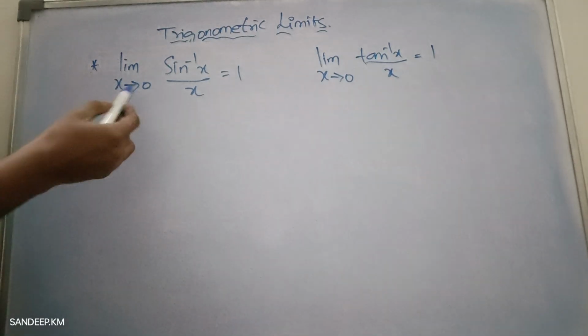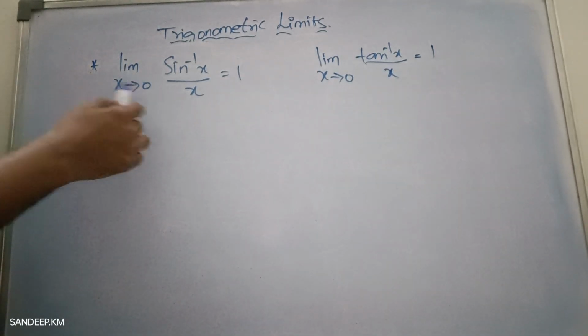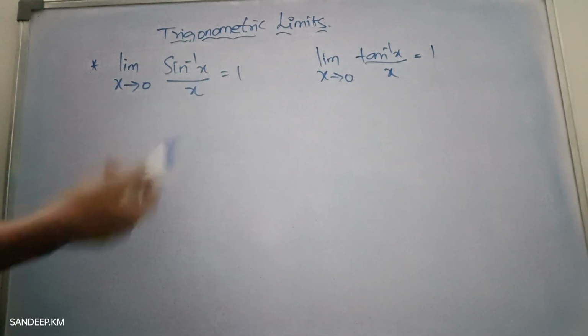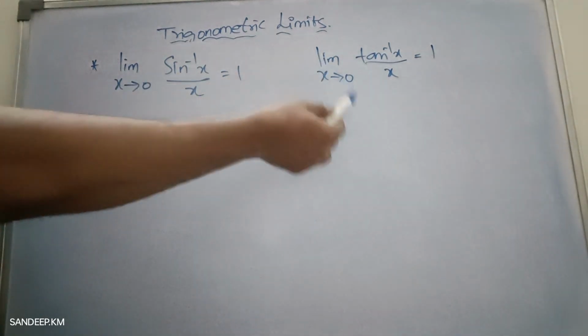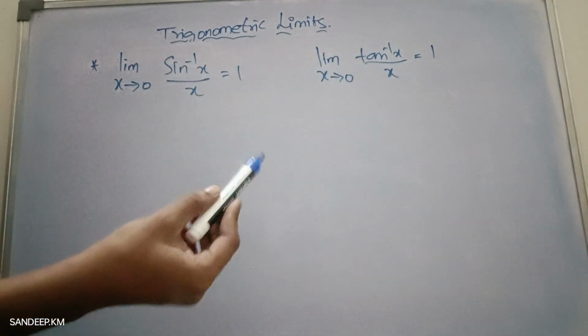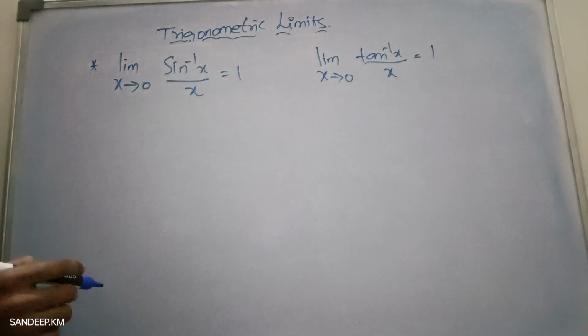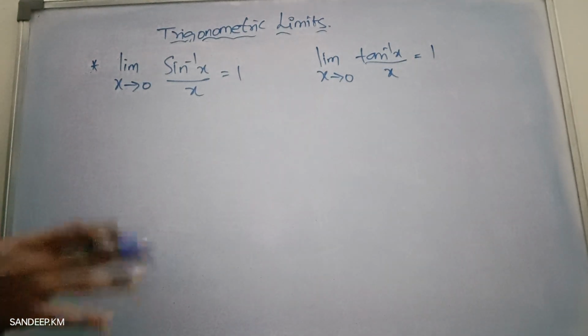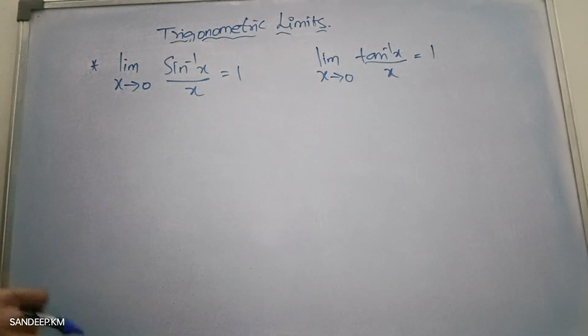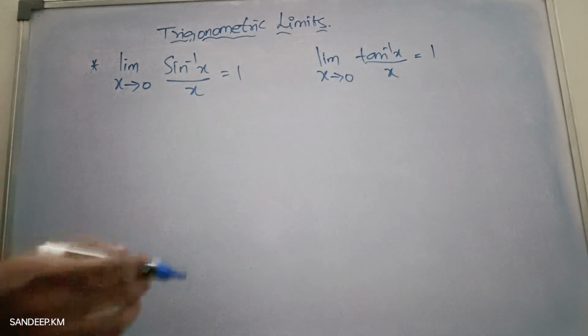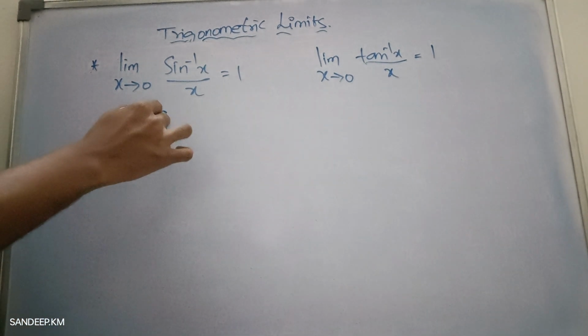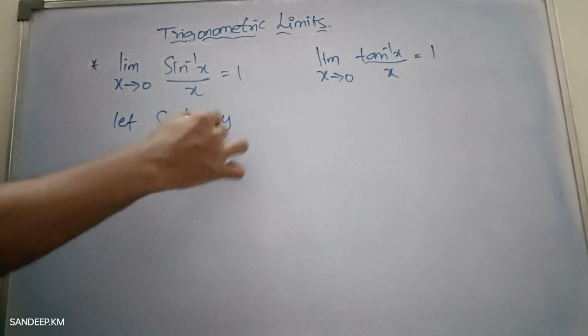Next, let us see the proof of limit x approaches 0, sin inverse x by x, which is 1, and limit x approaches 0, tan inverse x by x, which is 1. So to solve this, dear students, I am not going to use the expansions of sin inverse x because you may not know it. So what I will do is, I will let sin inverse x is equal to y.